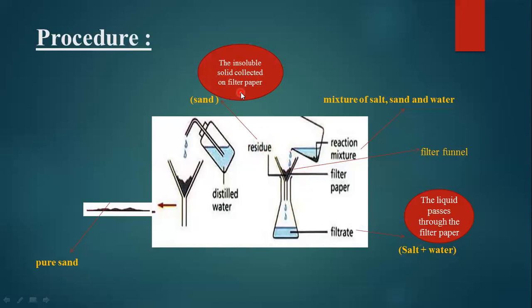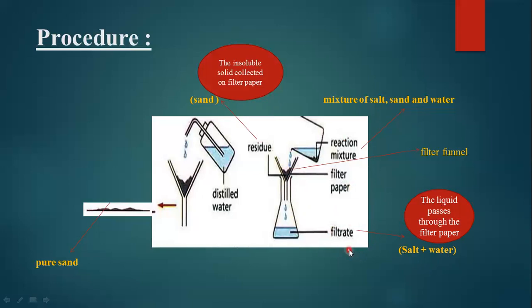And in this experiment, the sand particles act as a residue, because these sand particles, being insoluble, remain on the filter paper, while salt and water, being miscible or soluble with each other, can easily pass through the filter paper, and this is called filtrate. In this way, from the given mixture, we have separated sand from the salt solution.